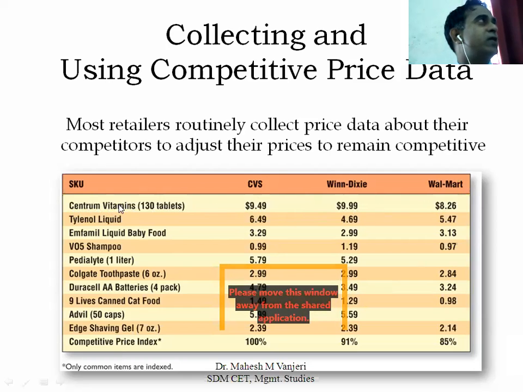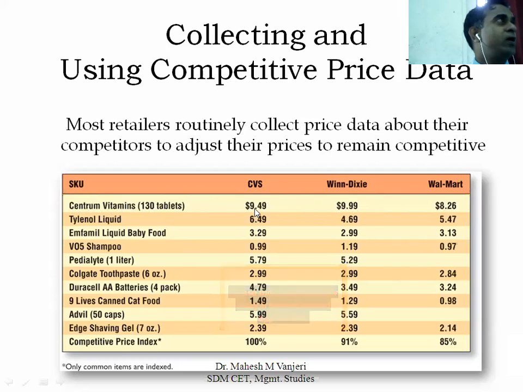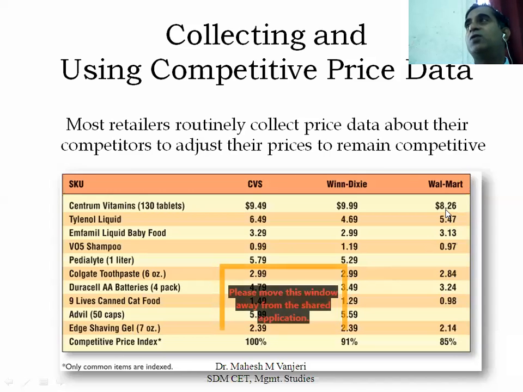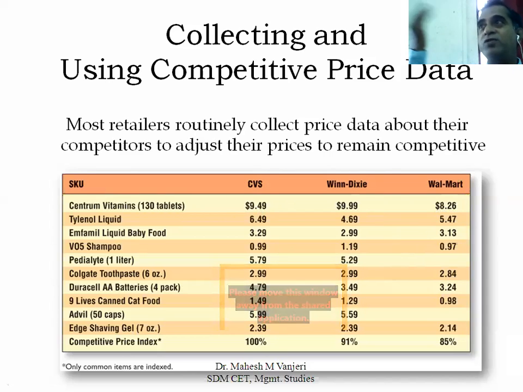So this is Centrum vitamins, a 130 tablet pack. At the CVS store, it is sold at $9.49. At a Winn-Dixie store, it is sold at $9.99. And at Walmart, it is sold at $8.26. So the prices vary. Walmart being the market leader, they always see to it that their prices are lower than other competitors. They may even be able to sell it below $8, but they will not do it because at $8.26, their total profits will be higher without decrease in demand. That is what the pricing strategy is.